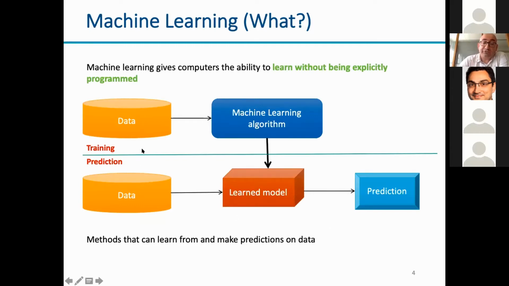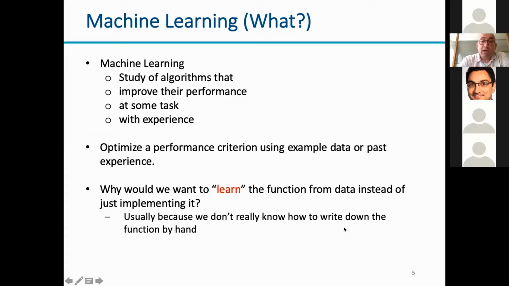We will start from data. As you see here, we have two different kinds of data. First is the training data. We use this training data to build and develop our machine learning model. In the second phase, the prediction phase, we have data to which we apply the learned model to do the prediction. So in machine learning, we have two different phases, the training phase and the prediction phase: using data to build the model, and in the prediction phase, applying the learned model to unseen data. In machine learning, we study algorithms that improve their performance at some task using some experience.